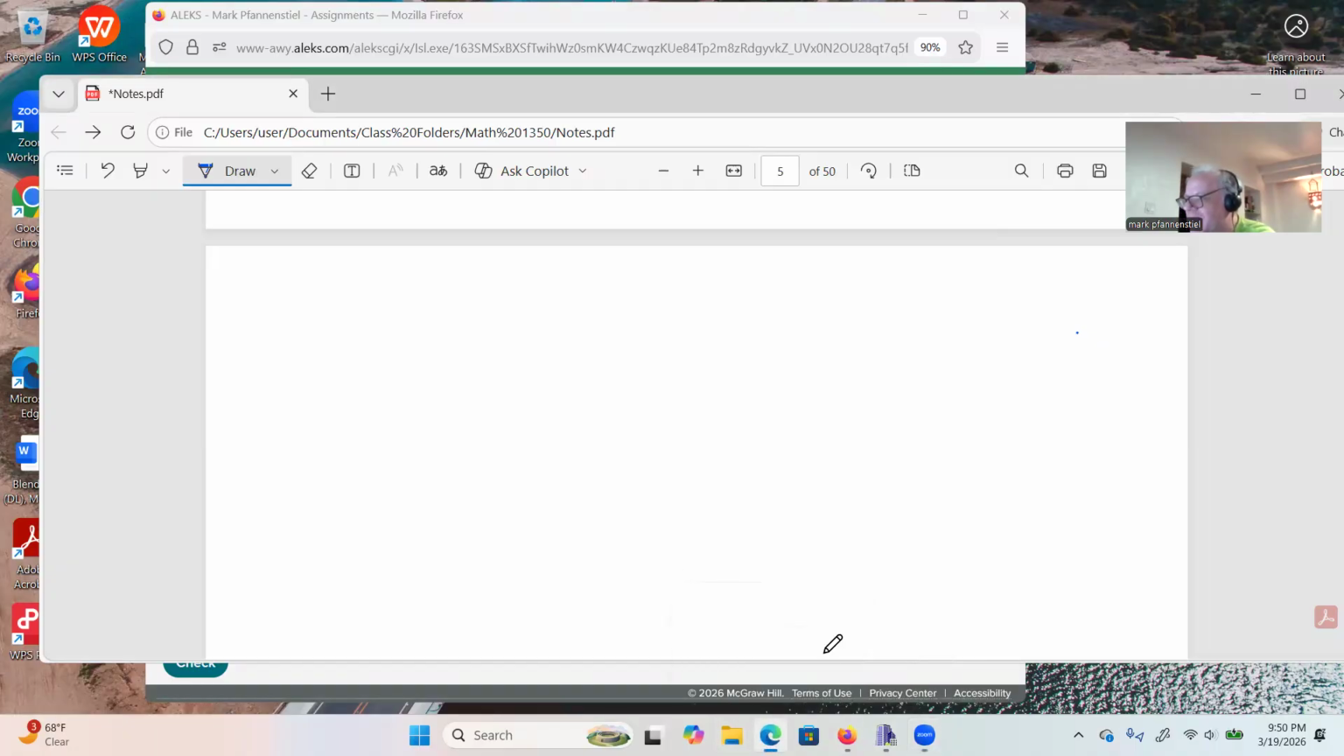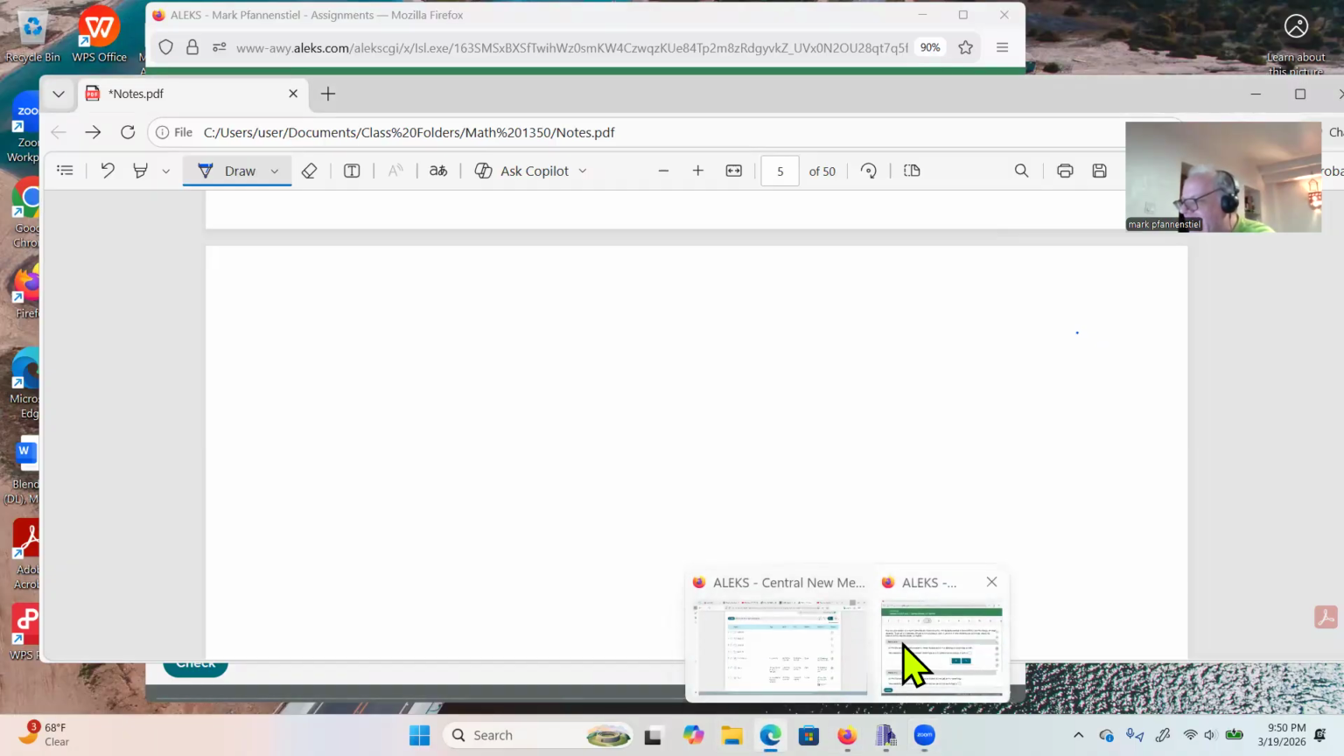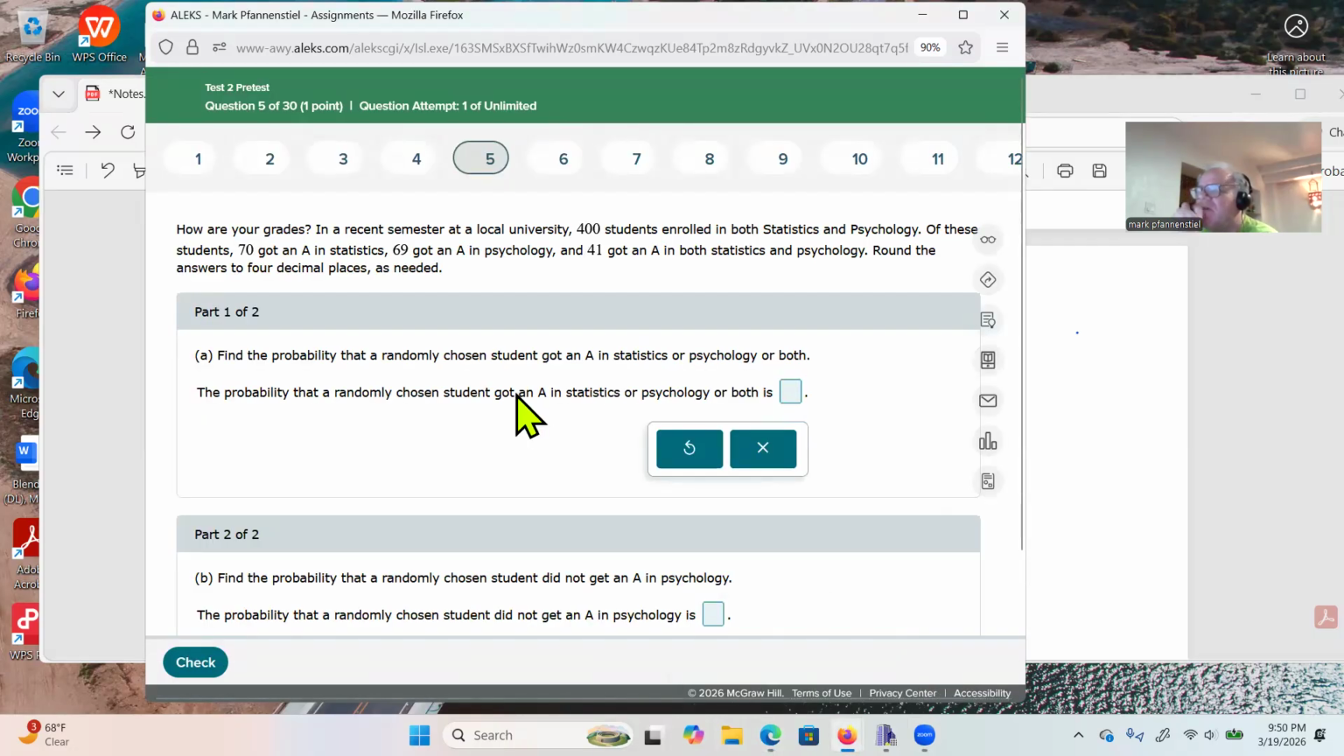Let me go ahead and bring up a little page so I can write on it. So for problem number 5, how are your grades? Recent semester at a local university, we had 400 students enrolled in both statistics and psychology. Of these students, 70 got an A in statistics, 69 got an A in psychology, and 41 got an A in both. Render answers to four decimal places as needed.